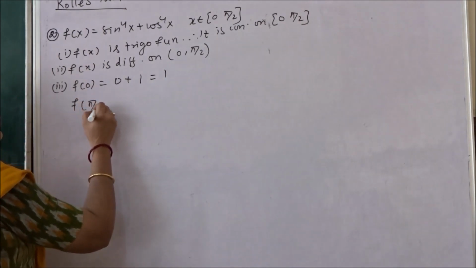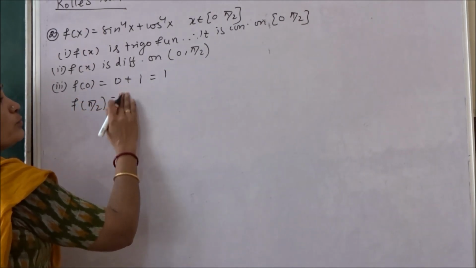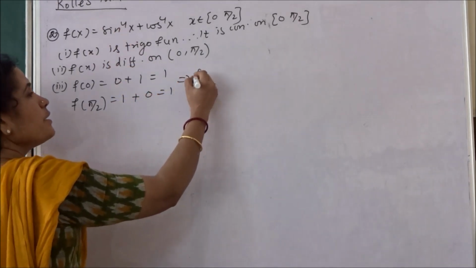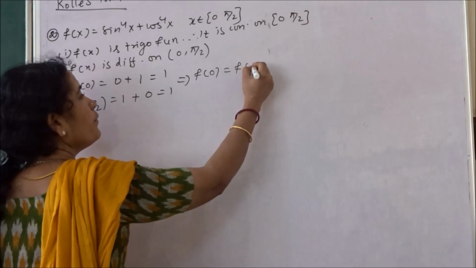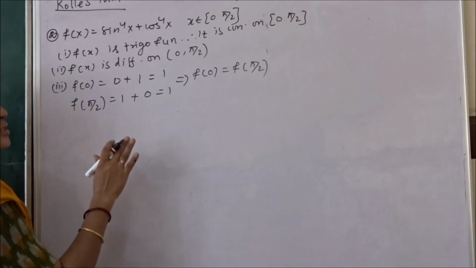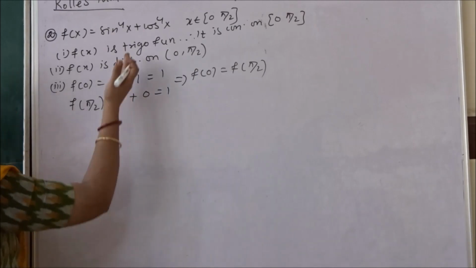Now f of pi by 2 is equal to sin⁴(pi by 2) plus cos⁴(pi by 2). Sin pi by 2 is how much? 1. Cos pi by 2 is 0. Now this implies f of 0 is equal to f of pi by 2. Am I correct? The 3 conditions are satisfied, which means Rolle's theorem is applicable. Now let us find the c.